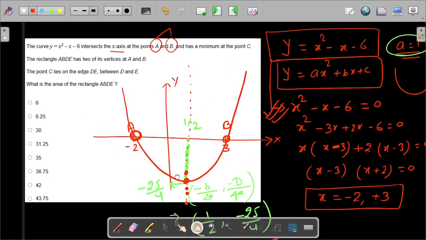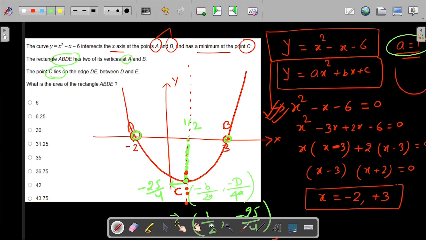Okay, let us read the next statement. So there is a minimum at point C. So we got our minimum point. This is the point C, right? We can name this as point C, and we have the coordinates of this point C as well. Now the question is saying that there is a rectangle ABDE that has two of its vertices at A and B. So we have the point A and we have the point B. Right now we have 2 points only. We have to find D and E. The point C lies on the edge DE, right, between D and E. So see, the point C is here.